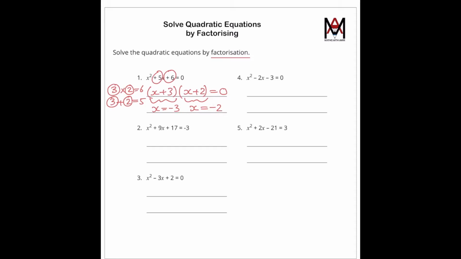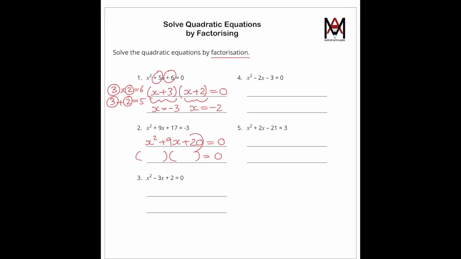Now, the next question. Again, we can't put this one into double brackets straight away, as we can see, this is not 0. So to be able to put it into double brackets, the right-hand side, or one side, has to equal 0. So we need to add 3 to both sides, so 3 plus 17 is 20. Now this is 0. So then we can put it into double brackets.